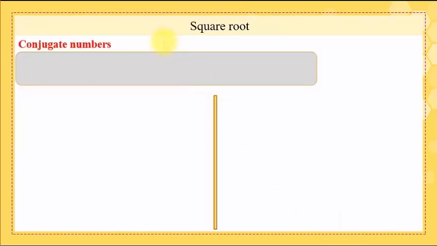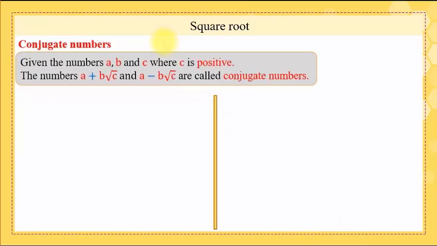Now we will talk about conjugate numbers. What are the conjugate numbers? Here we have two numbers. The first one is a plus b radical c, and the second one is a minus b radical c. These numbers are two conjugate numbers. Why? Because here we have plus, but here we have minus.